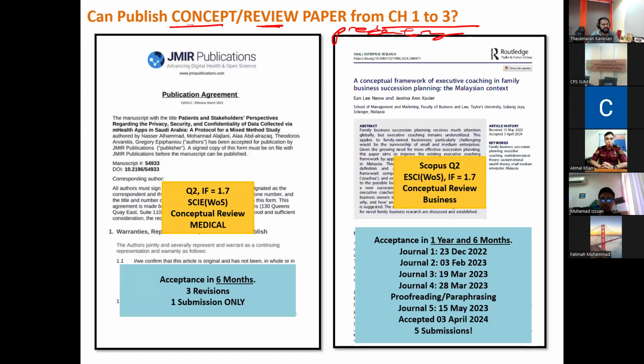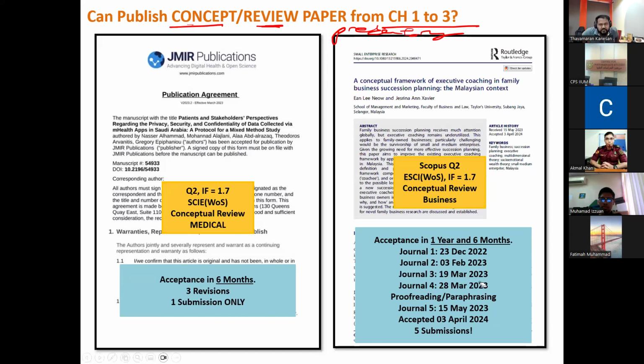Then she reformatted again. Whenever she reformats, she has to adjust the word count back, that means the word count has to be reduced or increased. So the third journal became 19 March, and the fourth journal became 28 March. The third journal rejected after submission on 19 March. Immediately she reformatted and submitted to journal 4 on 28 March, and again got rejected.